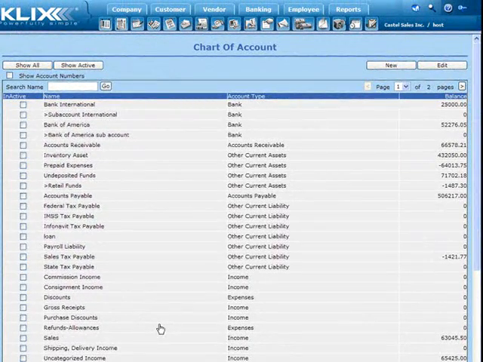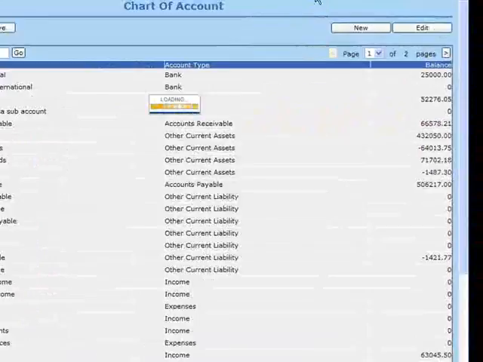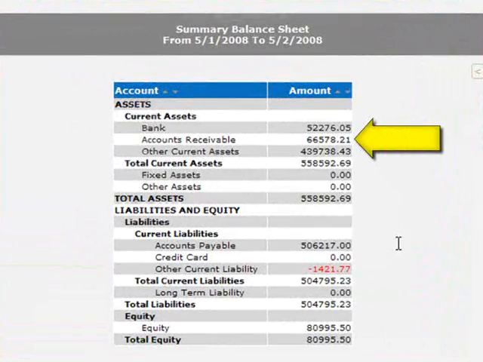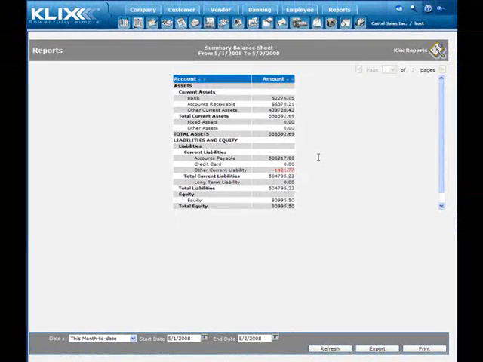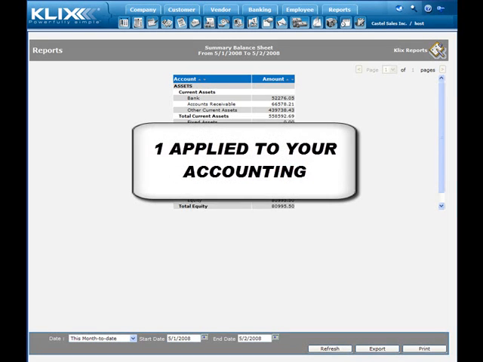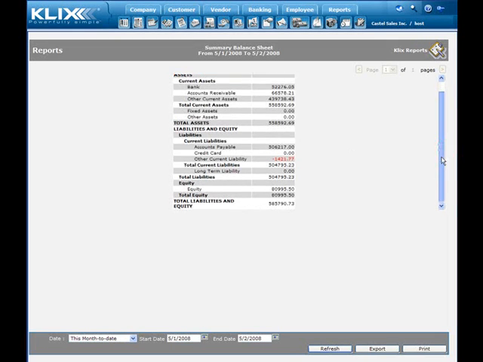The administrative and accounting modules of Klix work perfectly together, for the total amount that is indicated by your accounts receivable is the exact amount, to the dollars and cents, that will be listed in the Account Balances report. This means you will not have to do two transactions each time you collect a payment from a customer, one to apply it administratively and another to apply it to your accounting. With a single entry of the income, Klix will apply them both simultaneously.